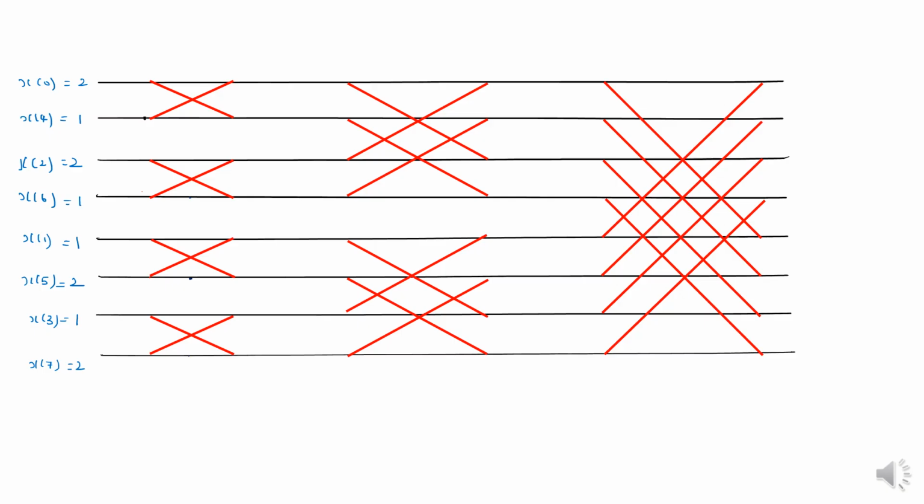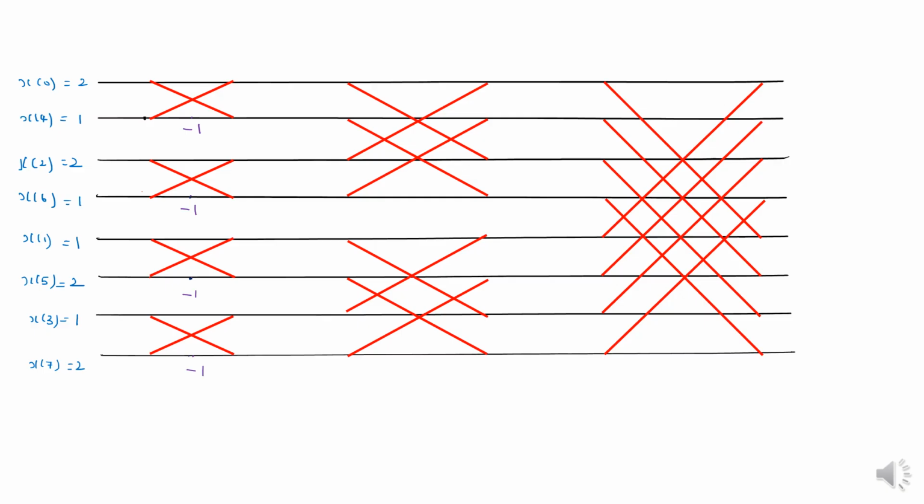After representing all these inputs, we need to mark the multipliers. For stage 1, the multiplier is drawn along the second line and its equivalent value is minus 1. So along the fourth line whose value is minus 1, along the sixth line whose value is minus 1 and along the eighth line whose value is minus 1.